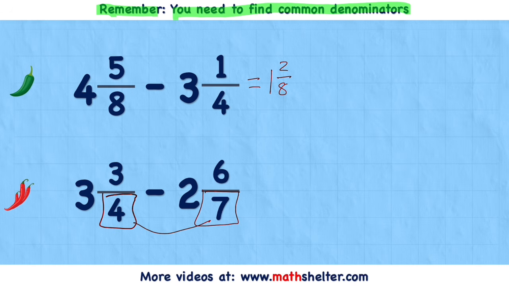So if I rewrite my new fractions from 3/4 and 6/7, if I want to find equivalent fractions, I can write them as 28. But now I have to think, well, how did I get from 4 to 28?